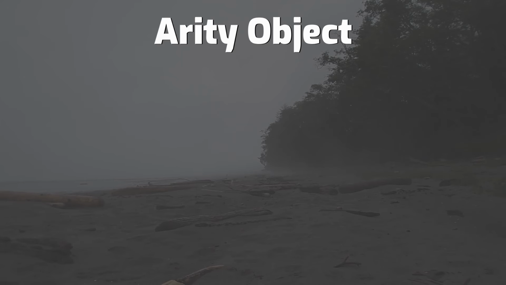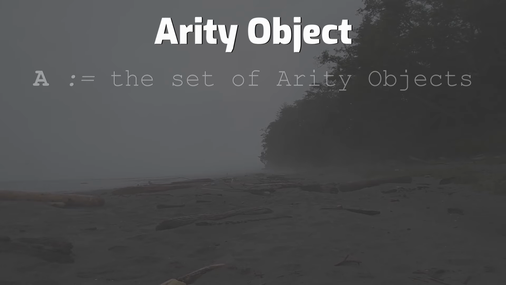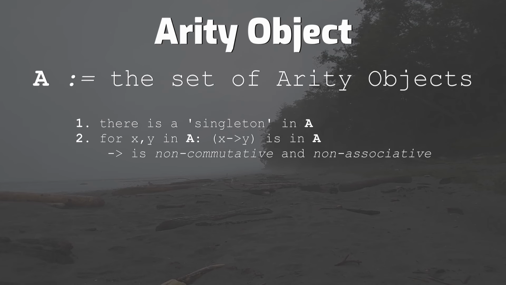Okay, so far what I've given you is an intuitive pictographic description of what arity objects are. Now I'm going to lay out a simplified, formal definition with a few key points. 1. There is a singleton arity object. 2. Given two arity objects, we may generate a new arity object by putting an arrow from the first arity object to the second. This operator is neither commutative nor associative.